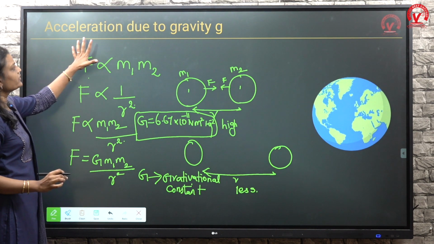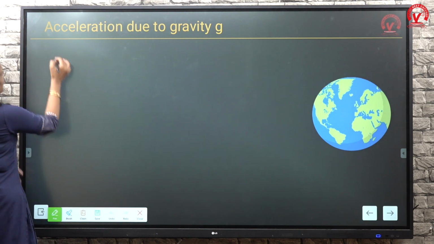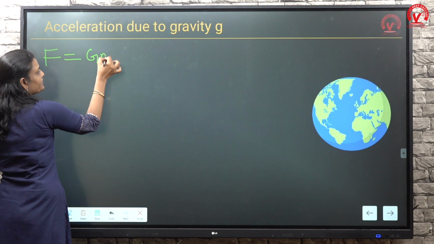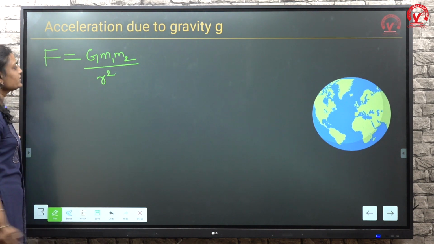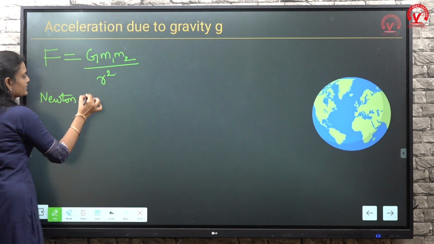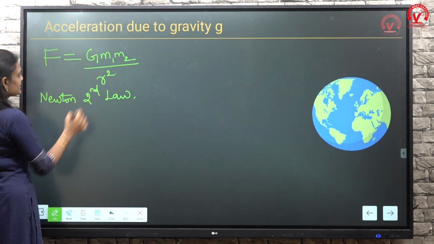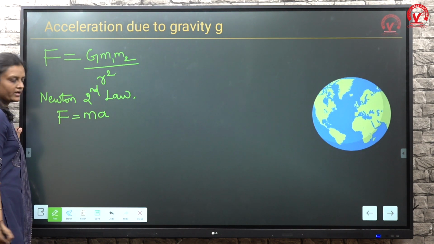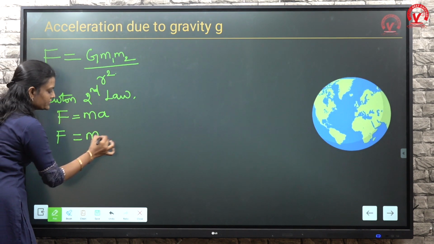Our aim now is to find the acceleration due to gravity. I am going to take this formula. The force between the two objects is G m1 m2 divided by r square. According to Newton's second law, we know that F is equal to ma. And I am going to write here F is equal to m into g.